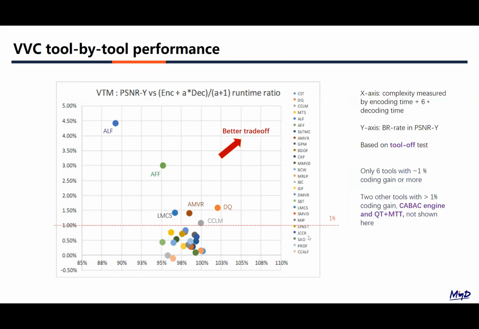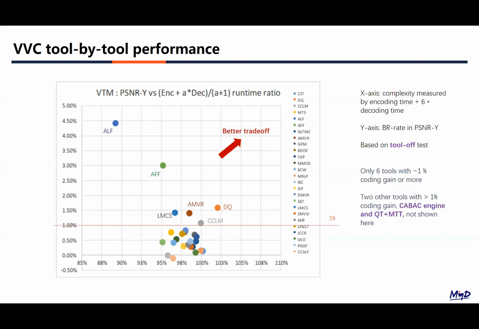So this figure shows 30-something tools, I think 33, 34 tools. Each of them is represented by a color-coded dot on this figure. The horizontal axis represents coding complexity. The figure shows that the more to the right, the lower the complexity. That's just the way to read it. And the vertical axis is the coding efficiency. So you want to have a tool that's on the top right-hand side of the figure.